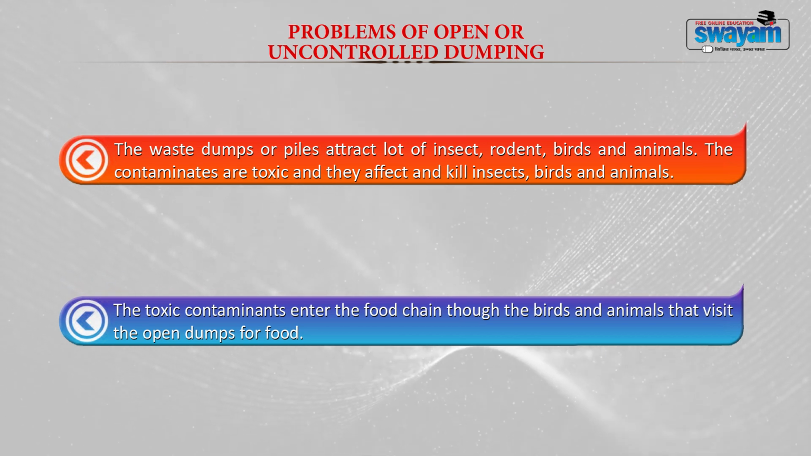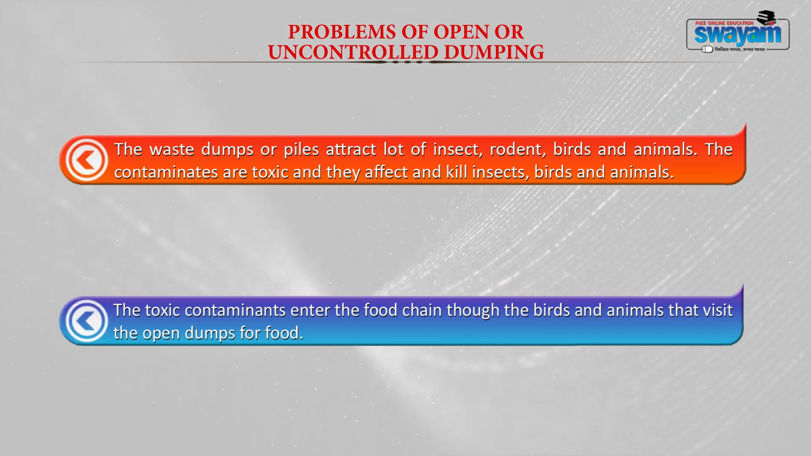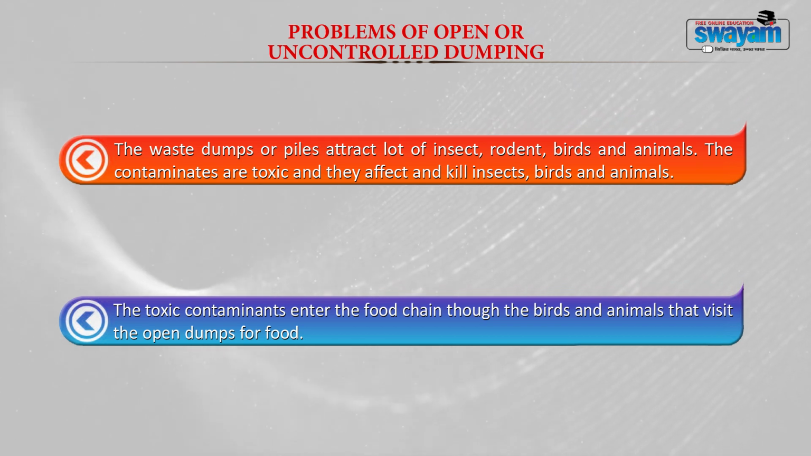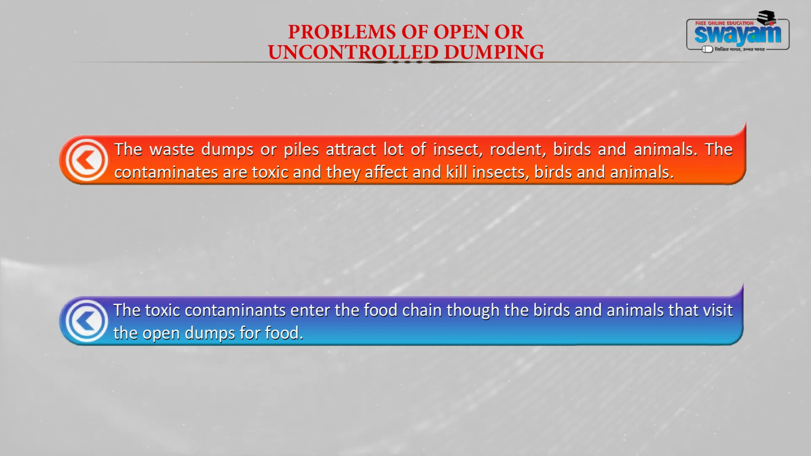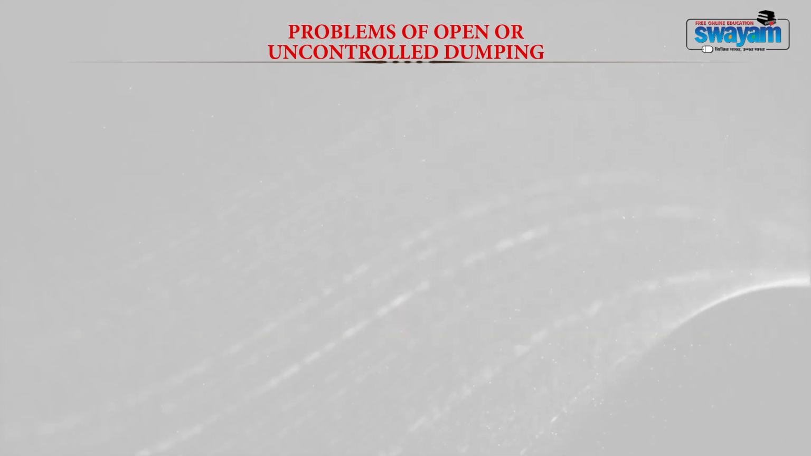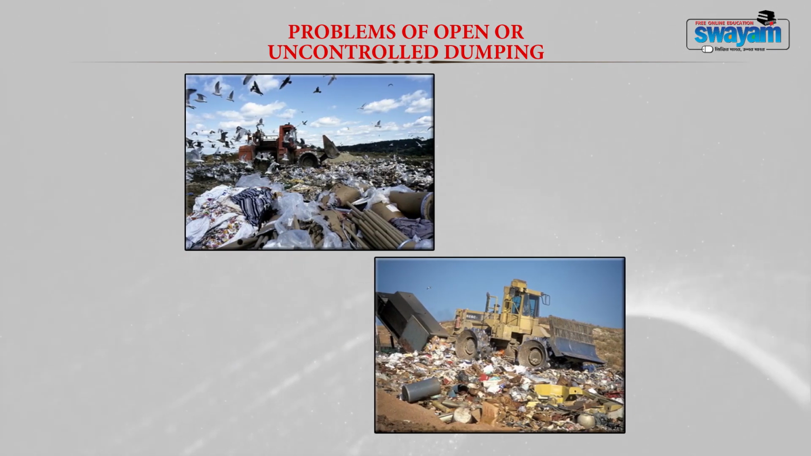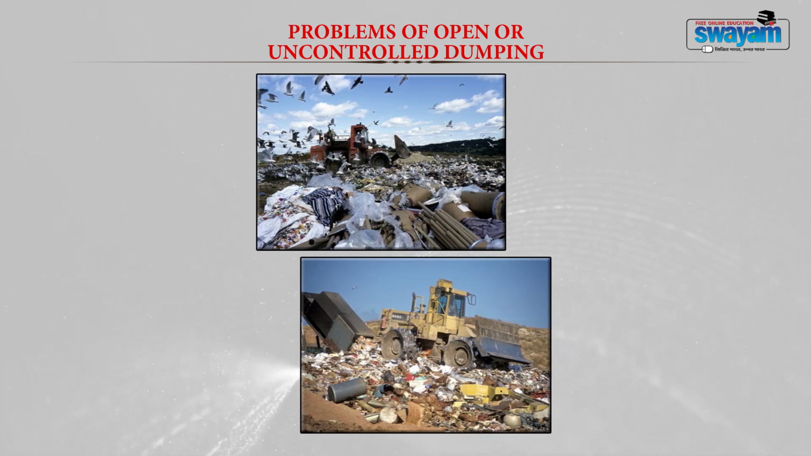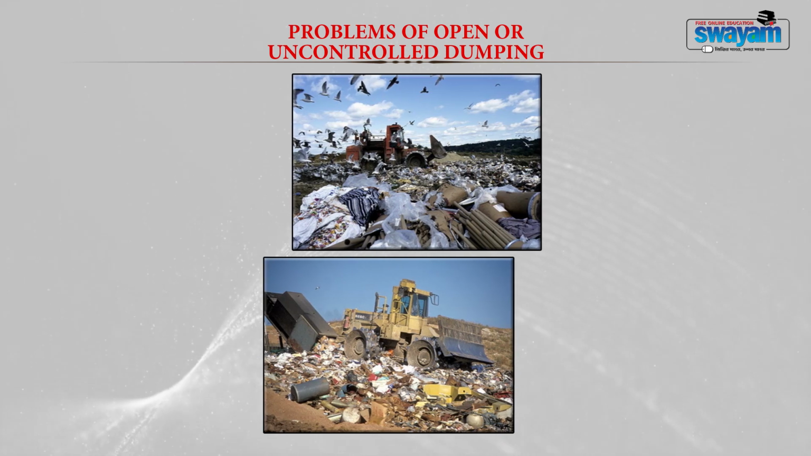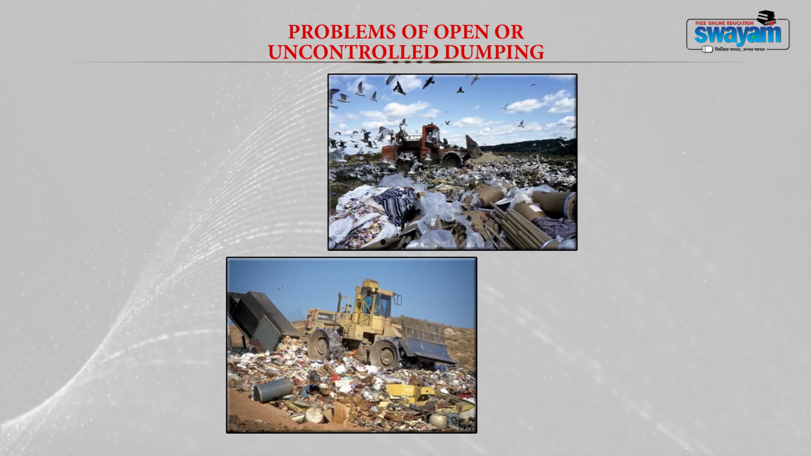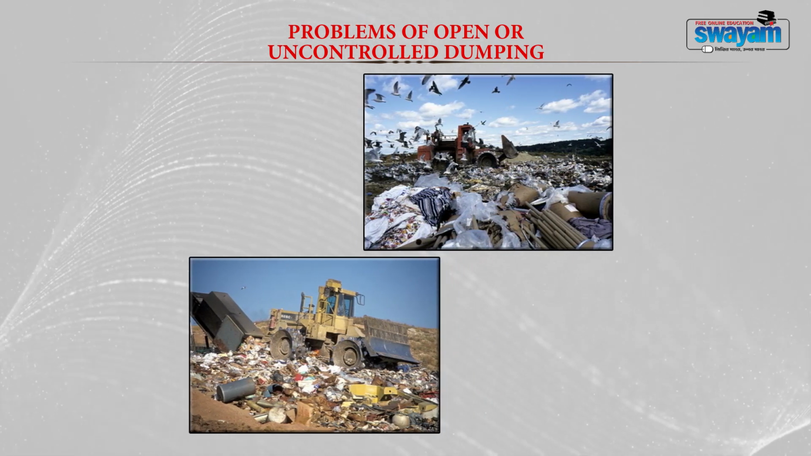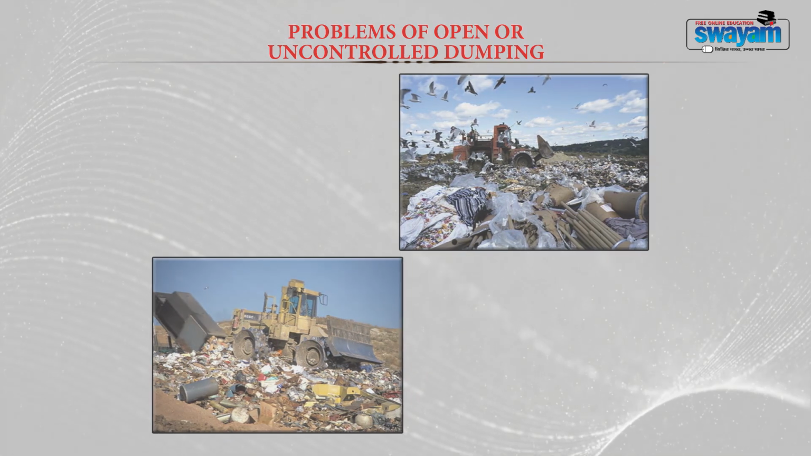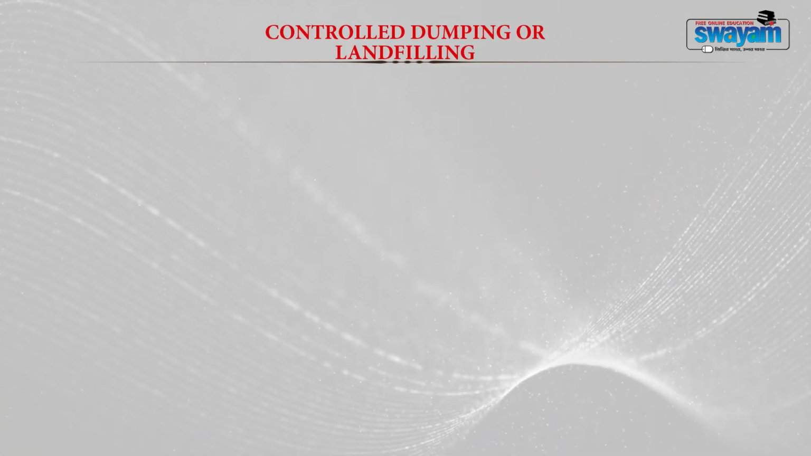So, now these are the different problems that are associated with open dumping. When you do open dumping, it creates a lot of environmental and health hazards. These are some photographs of open dumps, where you can see a lot of waste material just accumulated, and you can also see how many birds sit in these open areas and feed on this waste material. Now, let us discuss controlled dumping.